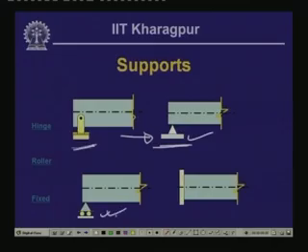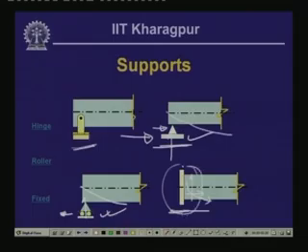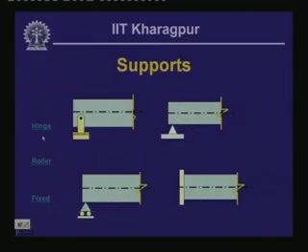This is the roller support where the horizontal movement is allowed, and this is a fixed support where no movements like horizontal movement, vertical movement or the rotation, anything is allowed. Here the vertical movement and the horizontal movement is restricted, but the rotation is allowed. Here the horizontal movement is allowed, the vertical movement is restricted and the rotation also is allowed, and here all three quantities are restricted.